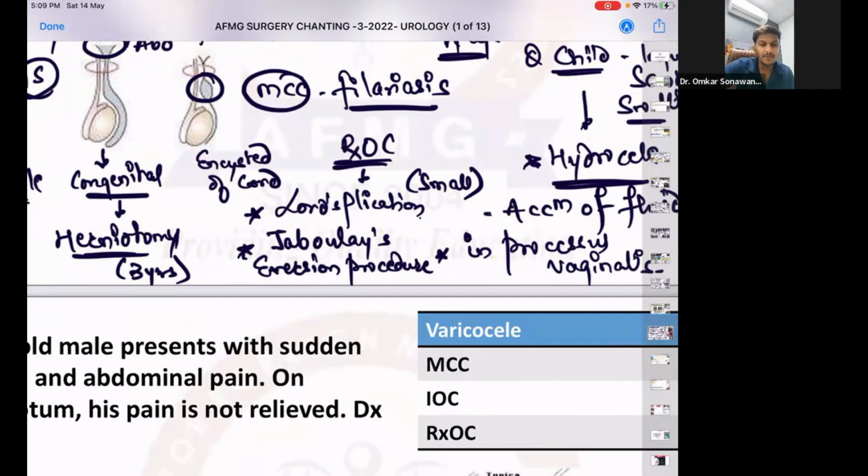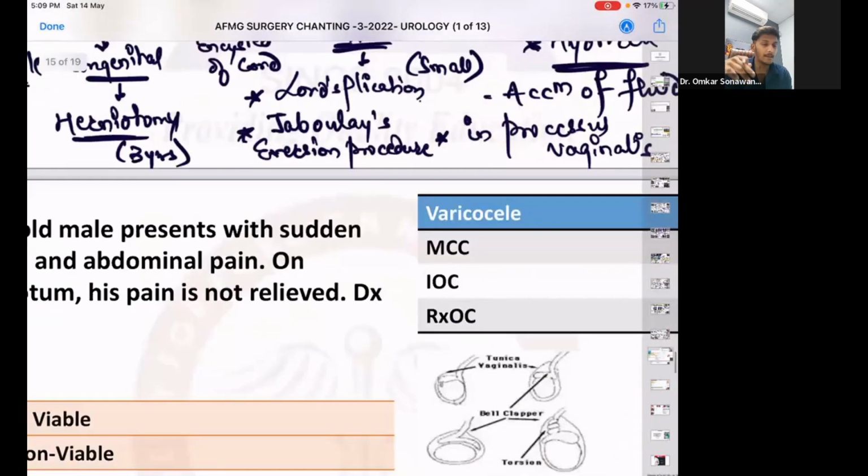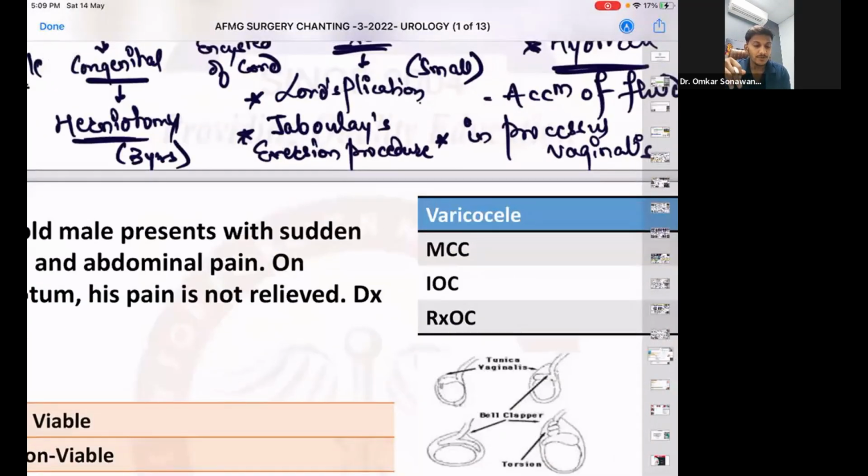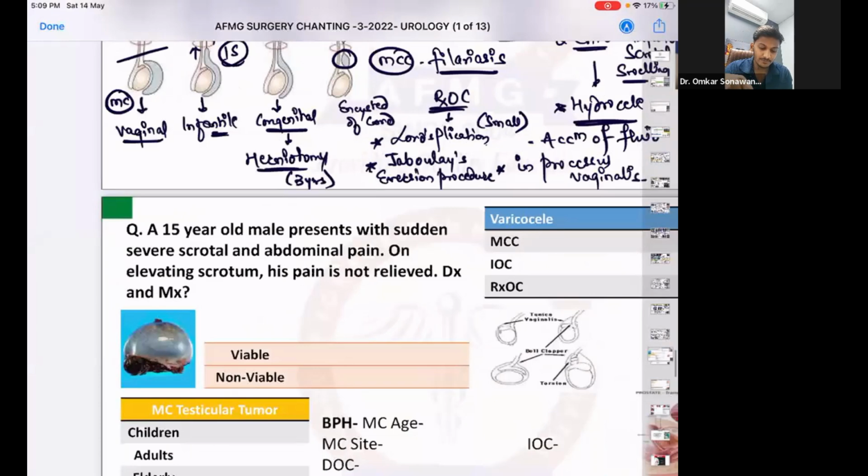Important. Then anybody, Lord's surgery or Bascom surgery is the treatment of choice for which condition? Lord's or Bascom surgery is also the treatment of choice for which condition?